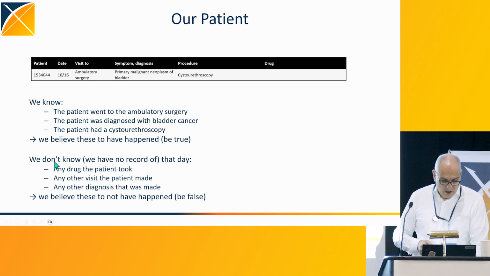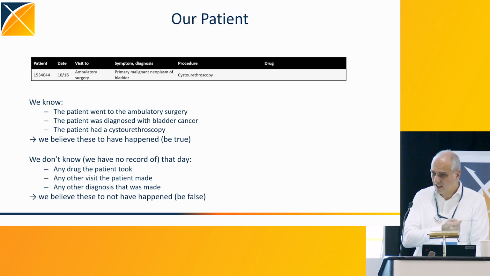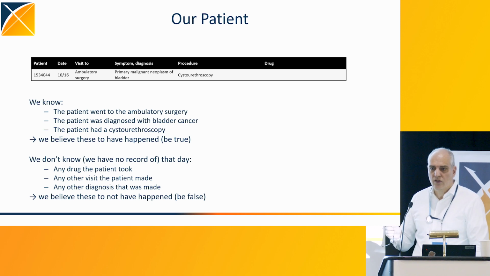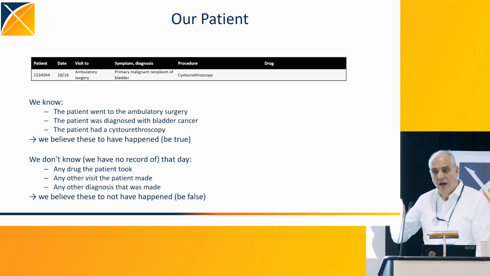Assumption number one. What we don't know, which really means we have no record of, that day is: did the patient take a drug? Did the patient have another visit at that date? Because we don't have a record. We only have this record on this date. And what was the diagnosis? Was there something else going on? High blood pressure? Ingrown toenail? So the question is, that isn't there. Are we allowed to assume that it didn't happen? Or should we assume, well, maybe it was?